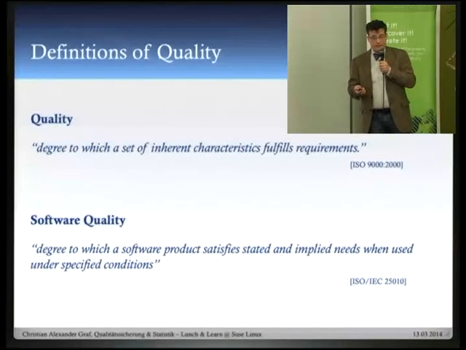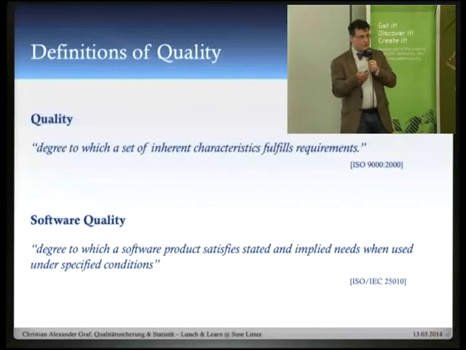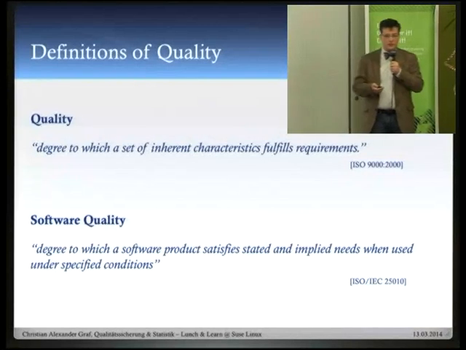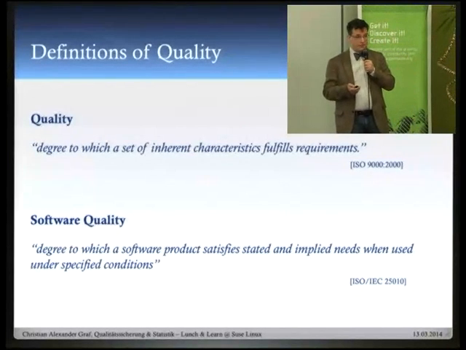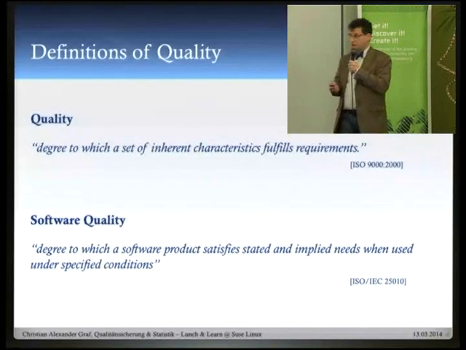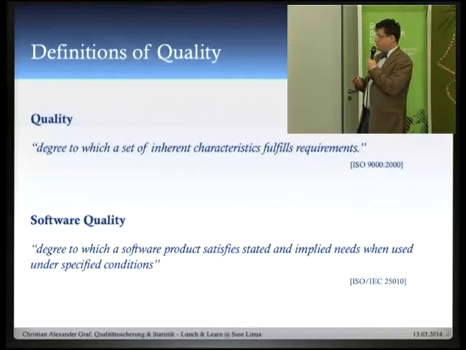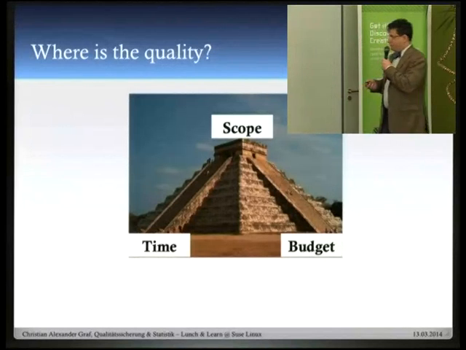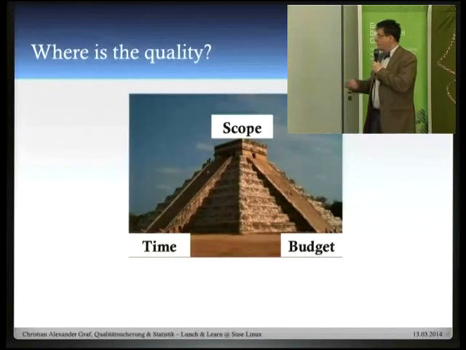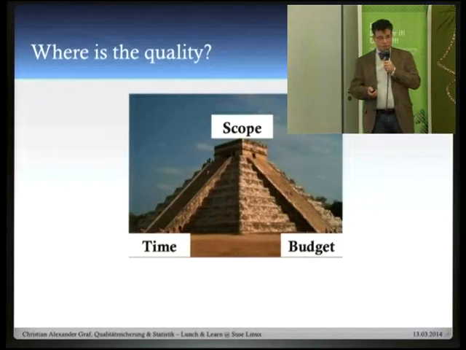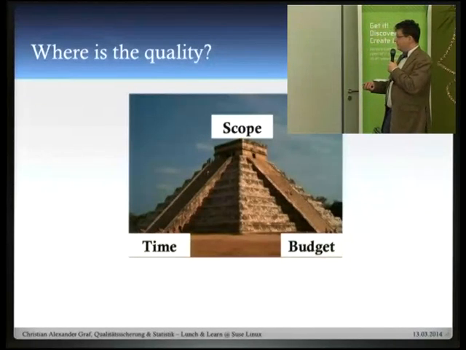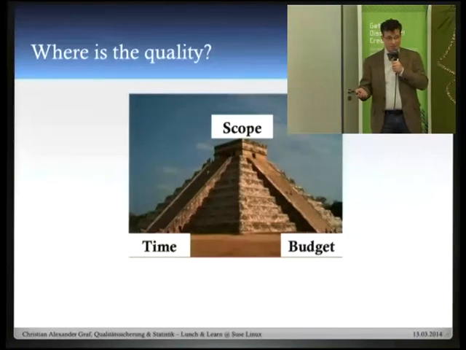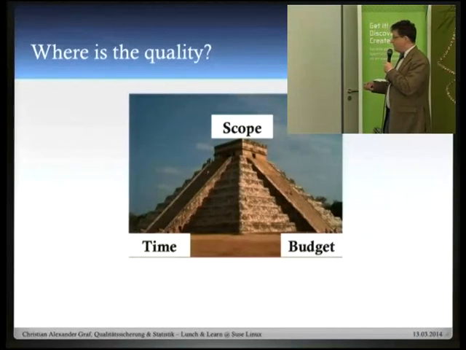Well, but let's start with what you know from everyday life. What is actually quality in a project context? So, classical project management, we have the following criteria. We have a certain scope that we want to deliver. We have a time until we have to deliver something, and we have a budget.